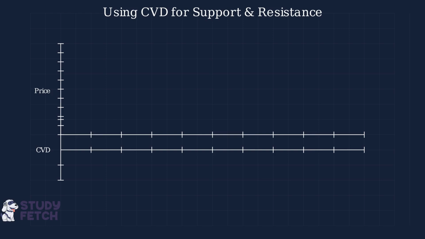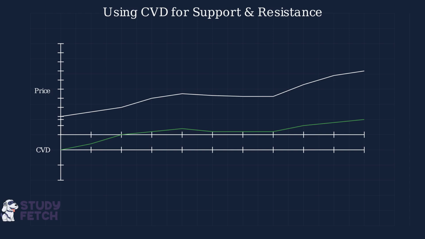Let's look at how CVD patterns appear on a chart with price above and CVD below. The price chart shows the market movements, while the CVD line below indicates the cumulative difference between buying and selling volume. Notice how the CVD line flattens in this area, indicating an equilibrium between buyers and sellers. This corresponds to a period of price consolidation, forming a support level.